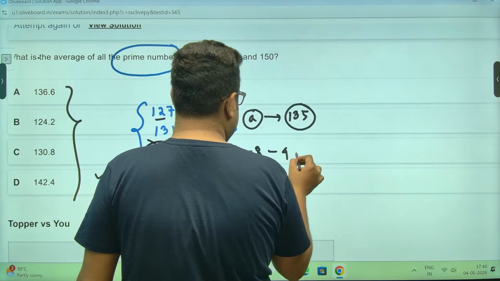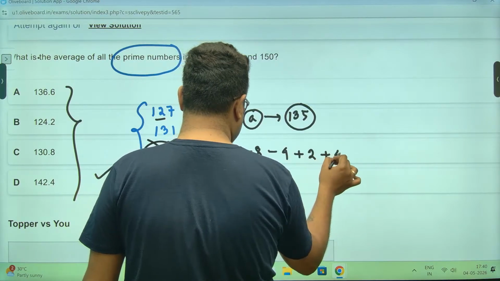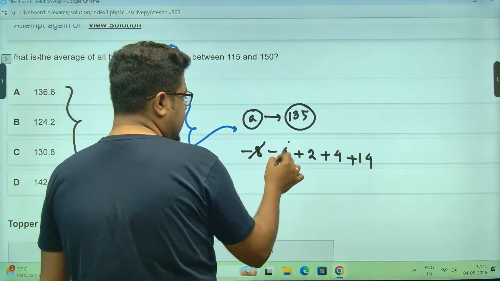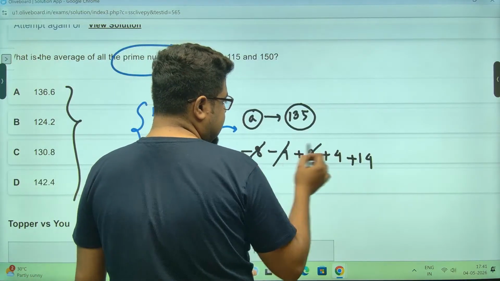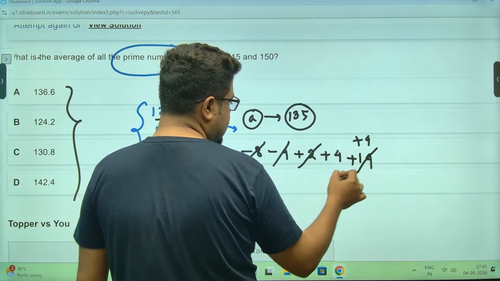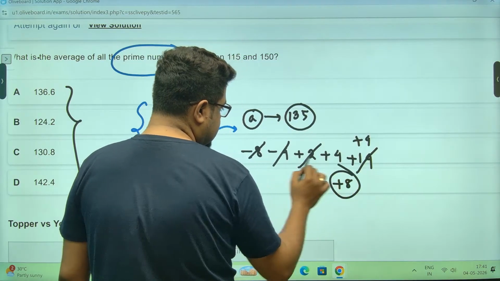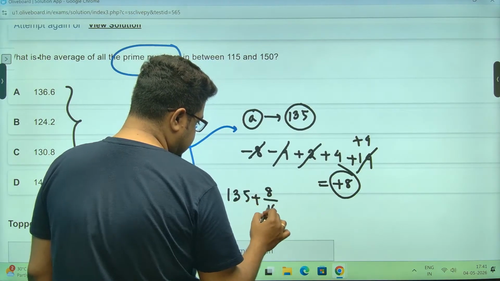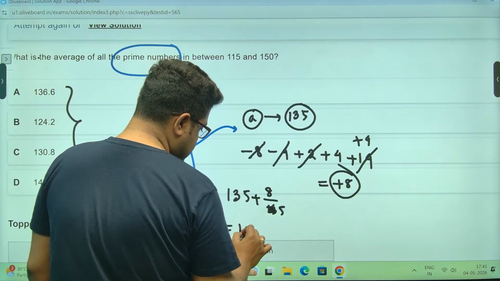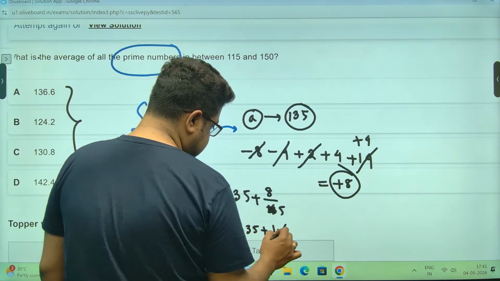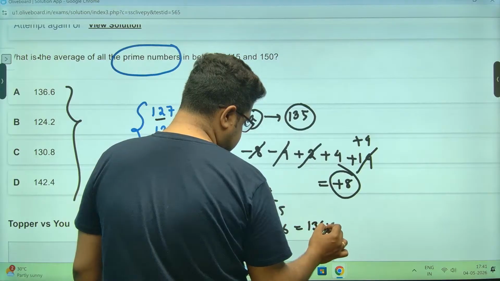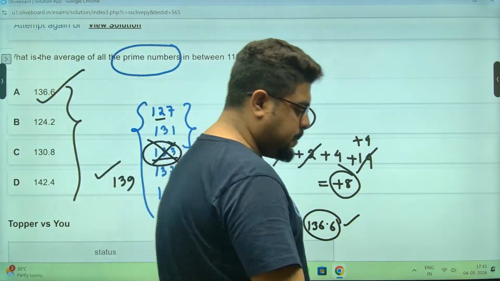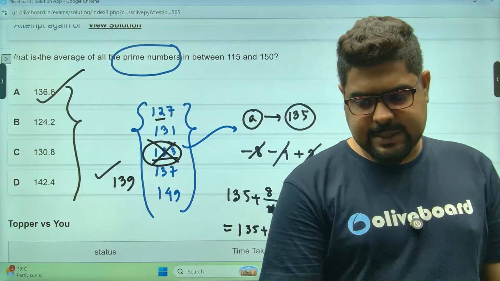Minus 4, plus 2, plus 4, this one, okay? Plus 14. This will be 8 for 12, plus 10 remaining, plus 4 remaining. So plus 8 is the deviation. So 135 plus 8 by 5, so 135 plus 1.6. 136.6. Is it in the options? Yes, option number A.